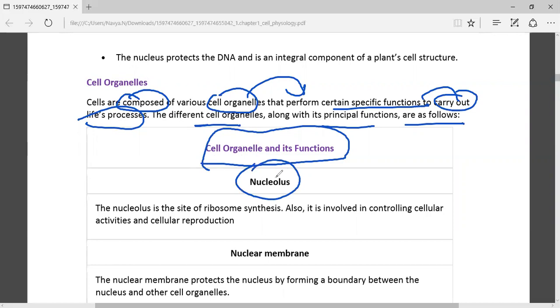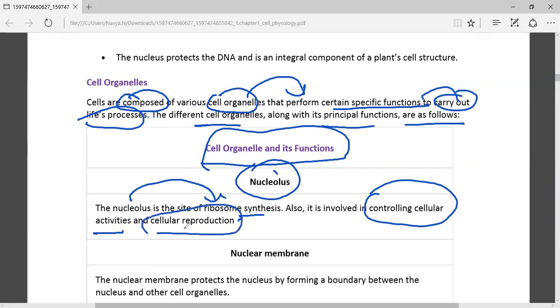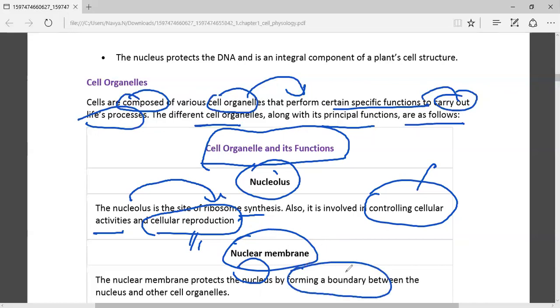Nucleolus, let us know about the nucleolus. This nucleolus is a site of ribosome synthesis. It is also involved in controlling cellular activities and cellular reproduction. And next is the nuclear membrane. This nuclear membrane protects the nucleus, the middle of the cell. But how? By forming a boundary between the nucleus and the other organelles. That is how it protects the nucleus.